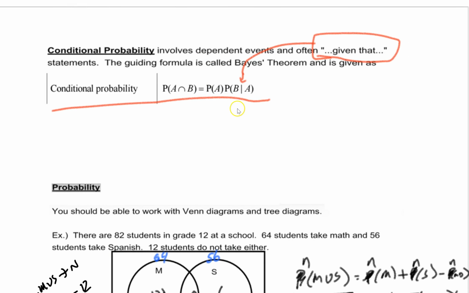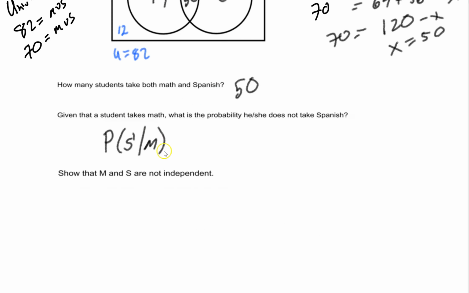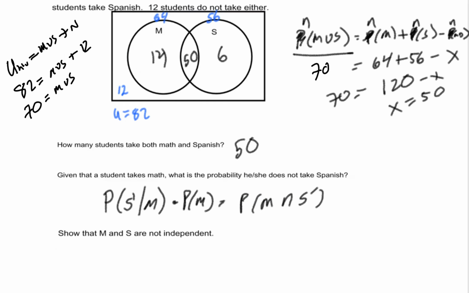So this is not Spanish and math, which makes A right here is probability of math, and then that makes this part math and not Spanish. So let me put that all the way down here. So it gets multiplied by probability of math, and it equals probability of math and not Spanish. So how does this work out? Well, probability of math is 64. Now technically I should put 64 over 82, but it's all gonna kind of work out anyway. Now this is what I'm looking for, right? That's the question. And over here, math and not Spanish.